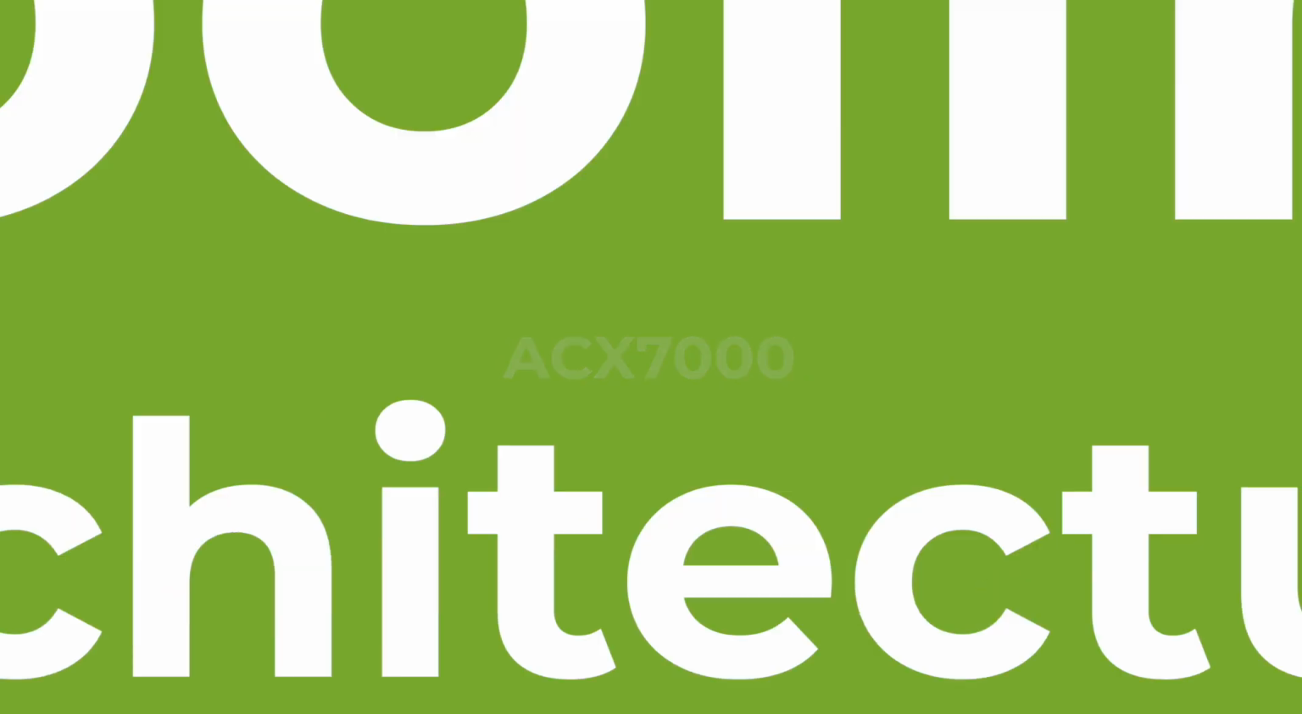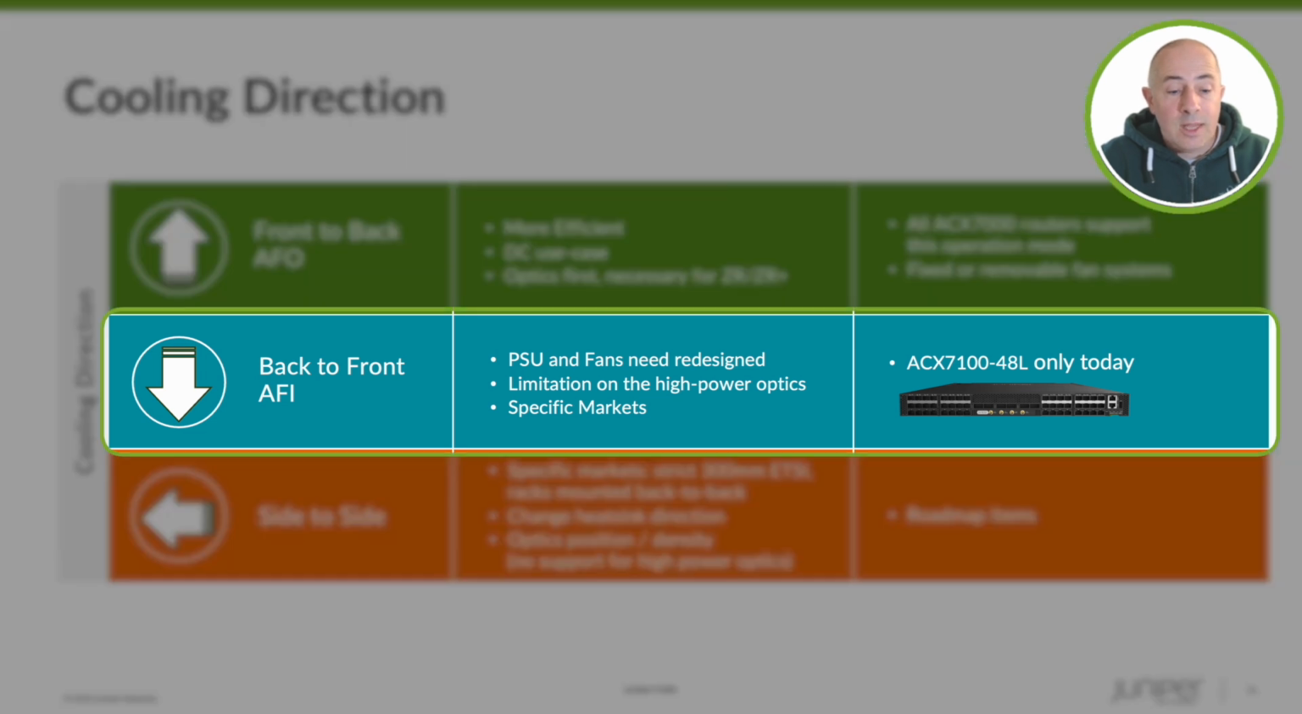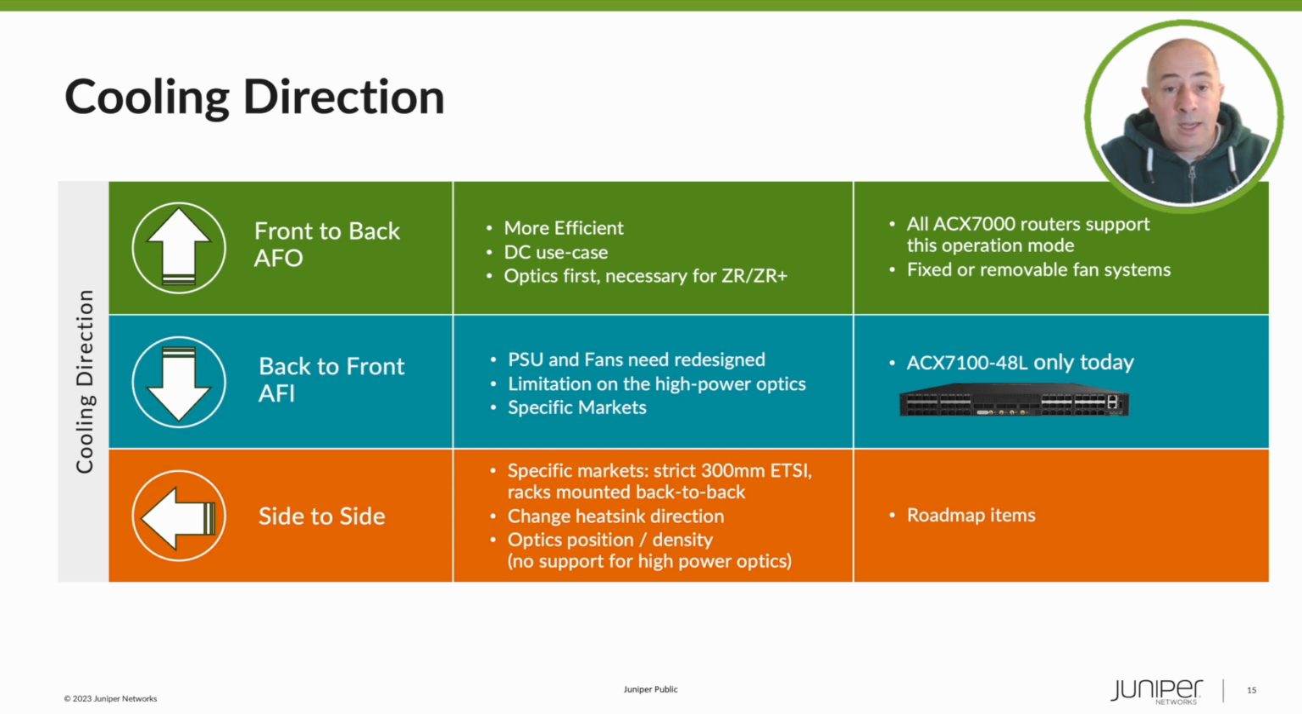So talking about cooling, there are three big categories. If you put aside the water cooling and the fanless systems, we have front to back, back to front, and side to side. In the ACX7K portfolio, all the routers are front to back. One is back to front also, which is the ACX7100, and another one will be side to side. That will be the 7020 that is under preparation for 2024.